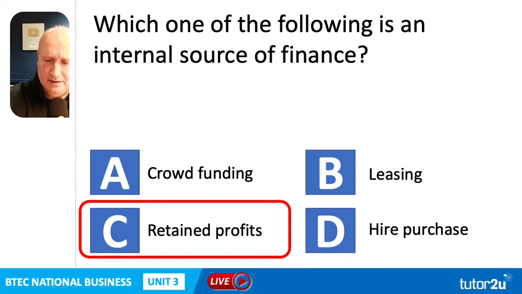Yeah, it is retained profits. Retained profits, possibly the most important source of finance for any business, to be honest with you. If you can make profit, that is the best source of finance because it's cheap, it's free, and you can decide what to do with it. And that is an internal source of finance, where the other three are external.